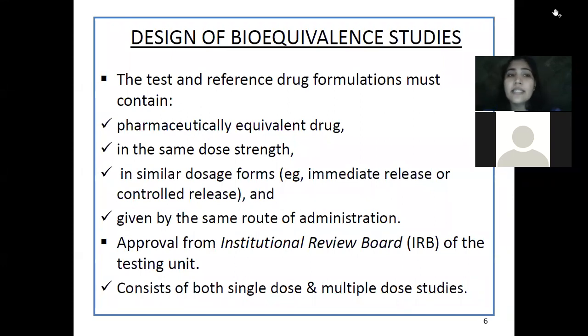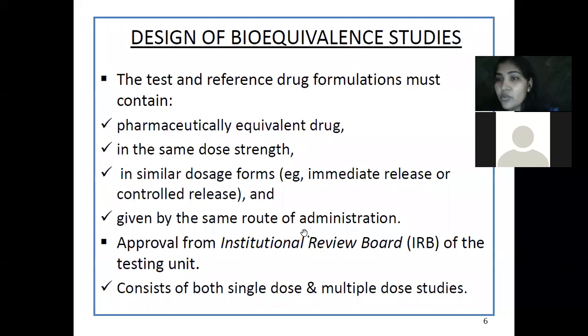So the test and reference drug formulation must contain, first, pharmaceutically equivalent drug in the same dose strength. So if you are taking test and reference drug, first they should be pharmaceutically equivalent. In the sense the active drug should be same, the excipient should be same, everything should be same. Only the manufacturer is different, the brand name is different. The dose strength should be same. It is in similar dosage, for example immediate release or controlled release, so both should be immediate release or both should be controlled release.